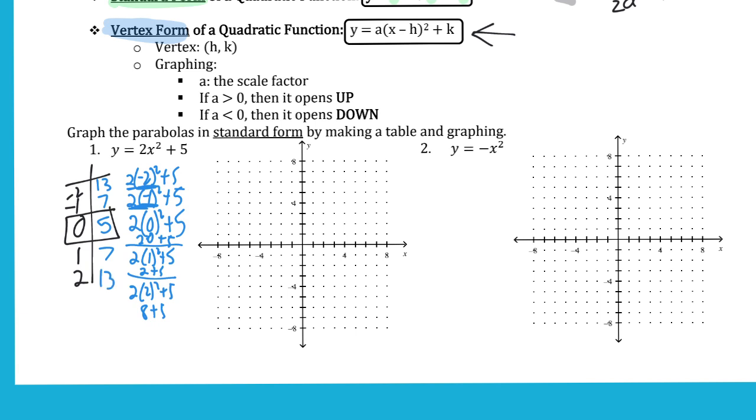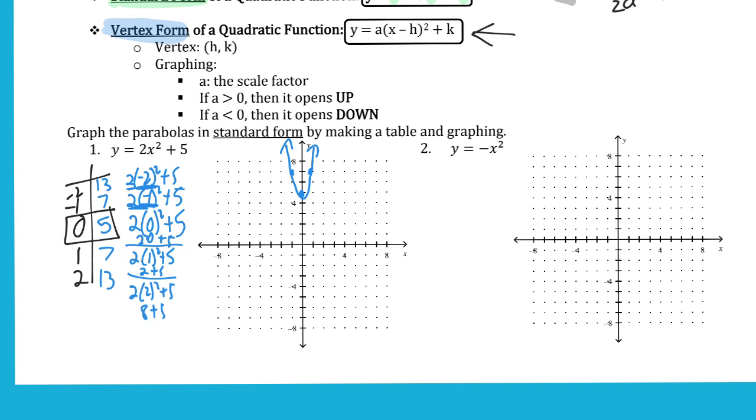So our graph has the points 0, 5, negative 1, 7, and positive 1, 7. It looks like 2, 13. That's going to be kind of off our graph, so we're just going to skip graphing those. You could graph it if you had a big graph paper. But you can see that here is the equation, and here is what the graph will look like.